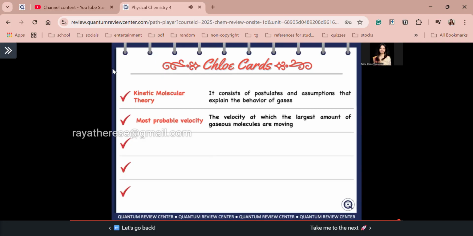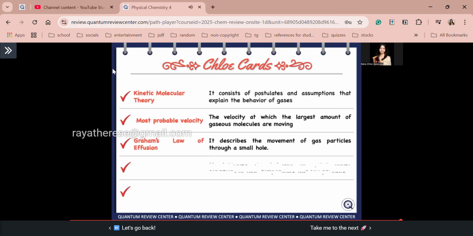I said earlier that it has the smallest velocity, the slowest. Meaning, it has the largest amount of gaseous molecules moving, because you would need a large mass of molecules in order to have the lowest velocity. Next, it describes the movement of gas particles through a small hole: Graham's law of diffusion. Next, it describes the behavior of gases under conditions of high temperature and low pressure. What is that? Ideal gas law.